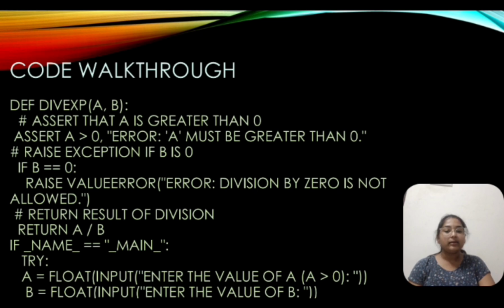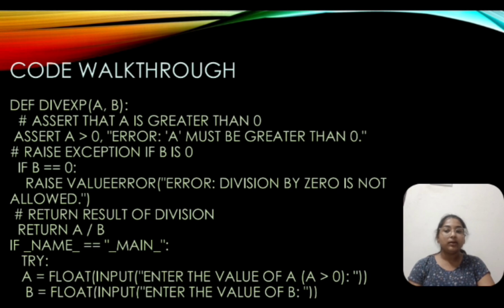That is, we are giving A value and B value as int or float. If in case we give the value in float, we have to mention float. So here I have mentioned A is equals to float of input of enter the value of A. Bracket A should be greater than 0, colon, close the colons and put the brackets. Next is B is equals to float of input of enter the value of B with colons.